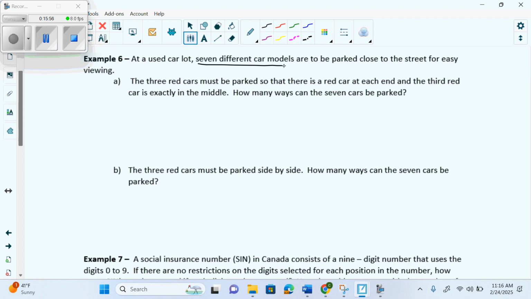So here it says, at a used car lot, 7 different car models are to be parked close to the street for easy viewing. The 3 red cars must be parked so that there's a red car on each end, and the 3rd red car has to be exactly in the middle. Does it say anything about the black ones? It just can't be in the spots of the red, right? So 1, 2, 3, 4, 5, 6, 7. I can have red here, which is 3 options, and then I have to leave one behind or I'm never parking the cars, correct? Then 2, then 1, then how many cars do I have left? 4, 3, 2, 1. And then you have to make sure you have multiplication dots.